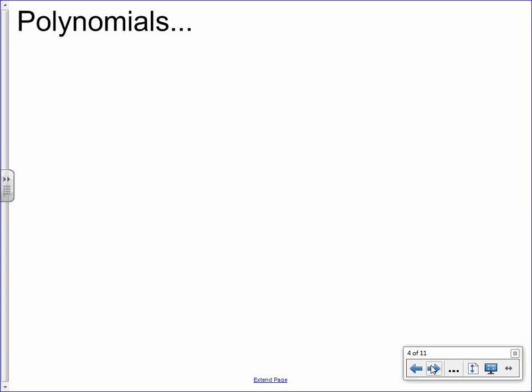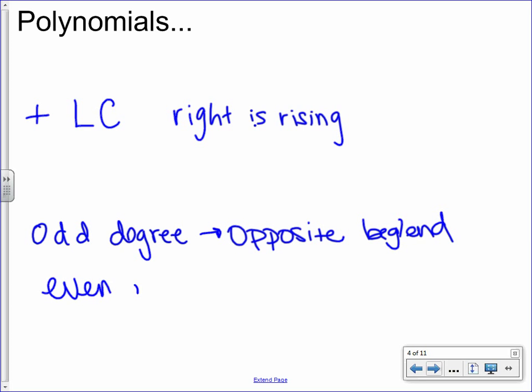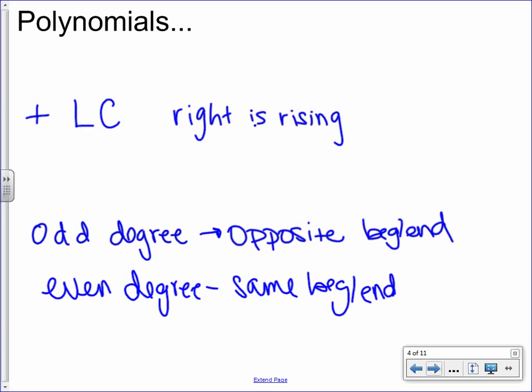Please tell me, if we have a positive leading coefficient, what does that mean about our graph? What is going up? Which side? If our leading coefficient is positive, the right side is rising. If we have an odd degree function, what does that mean about our beginning and ending behavior? Opposite. And if we have an even degree, we have the same beginning and ending behavior. So odd, opposite; even, the same.